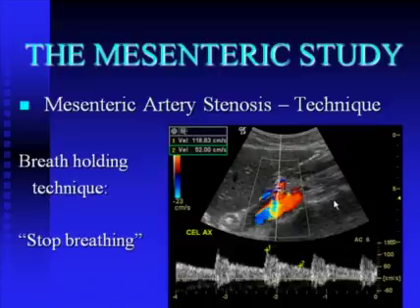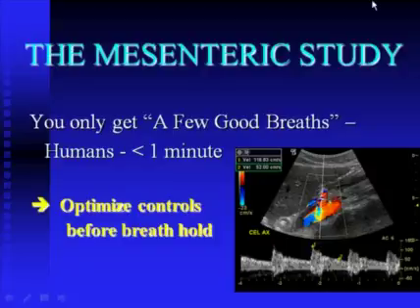So they do not have to hold their breath very long, because what you have done is before you've given them this instruction, you have optimized all your controls. You have seen approximately where this vessel, for example, takes off from the aorta. You know where you're going to want to put your sample volume once the respiratory motion stops within the abdomen. So you have everything ready to go.